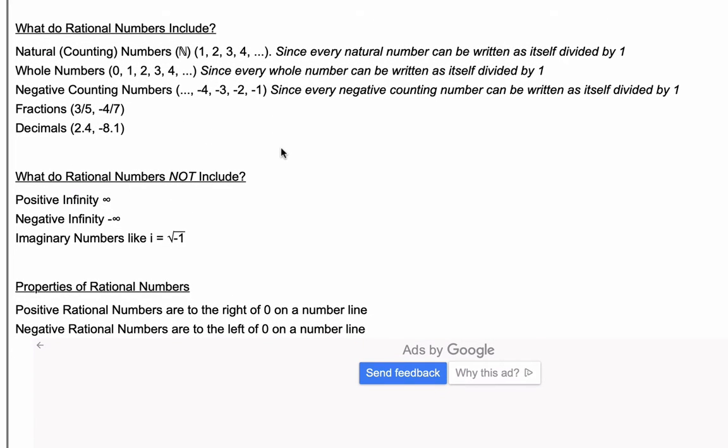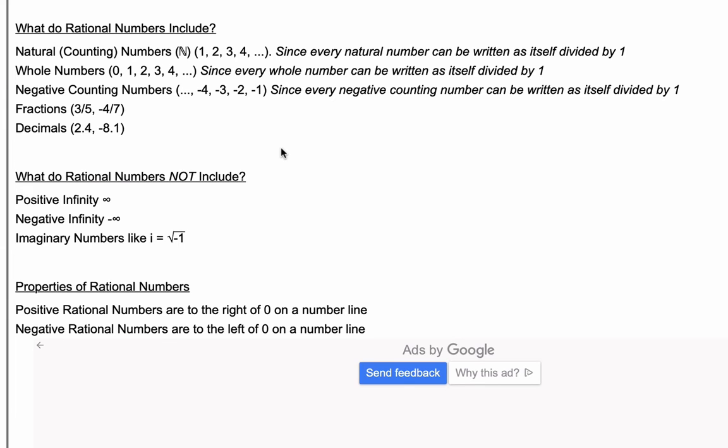What do rational numbers include? They include the natural or counting numbers 1, 2, 3, and 4, since every natural number can be written as itself divided by 1, which is the fraction we talked about before. Rational numbers include whole numbers, which is 0 and the counting numbers, because you can write 0 as 0 over 1, which is just 0.